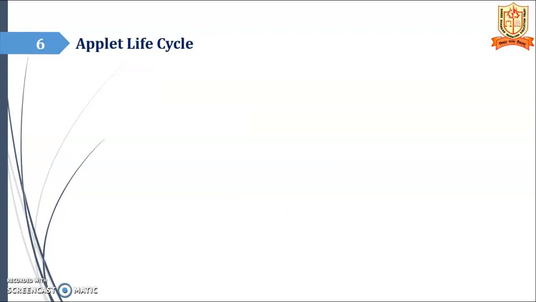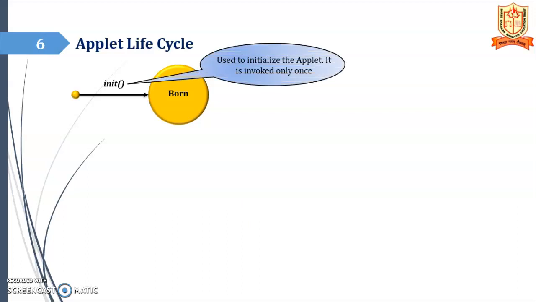Next is the applet lifecycle. So how does your lifecycle start? First, it is in the born state. When in a born state, it is activated using the init method. It is used to initialize the applet. It is invoked only once. So this method is called only once in a particular program.